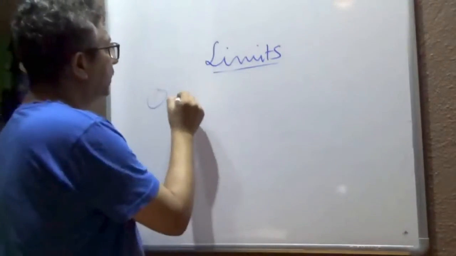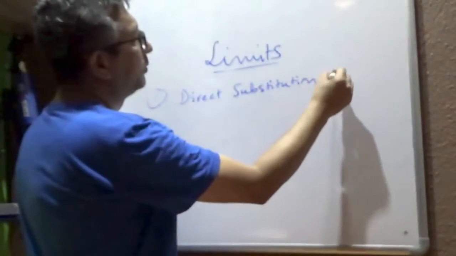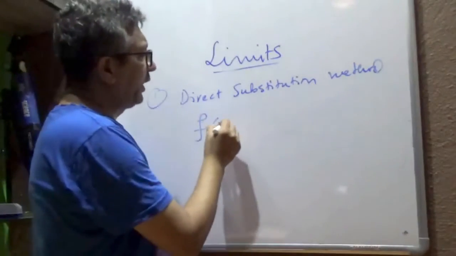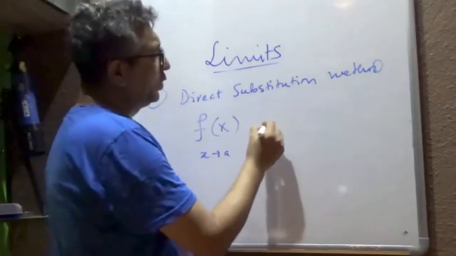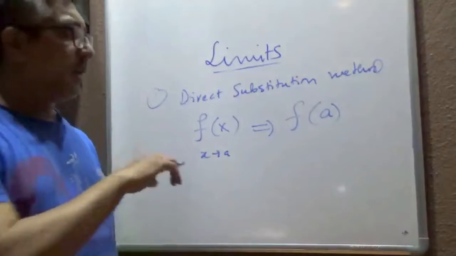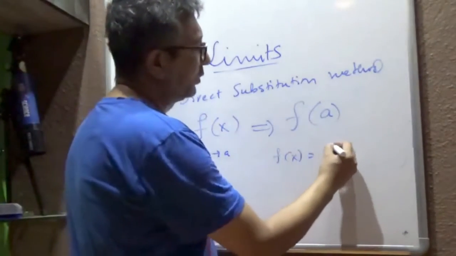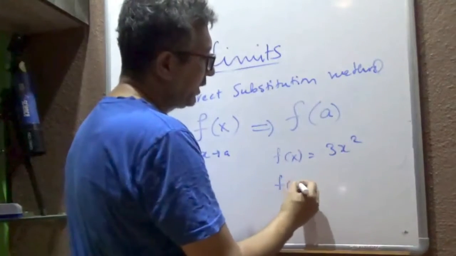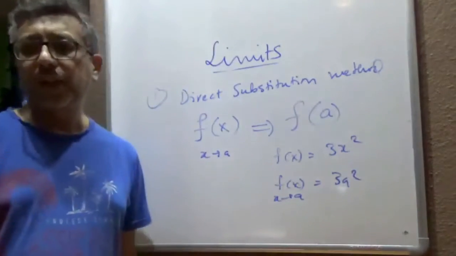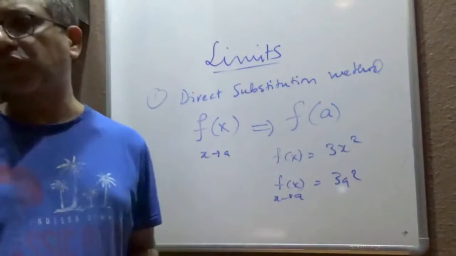So the first one is the direct substitution method. What does that mean? It's very simple. When you have to find limit f(x), x tends to a, you calculate the function by putting the value of x as a. Let's say f(x) is equal to 3x square, limit f(x), x tends to a, is 3a square. Okay, so many of these functions we can find the limits of by doing the direct substitution method.